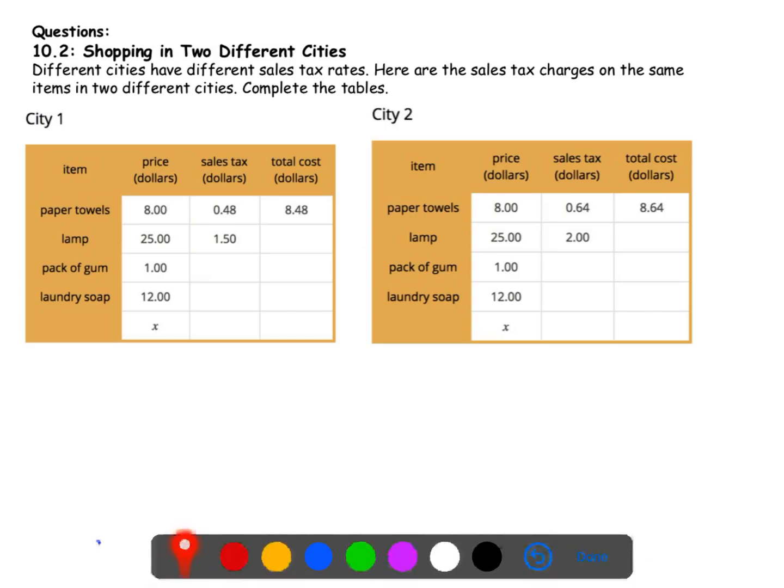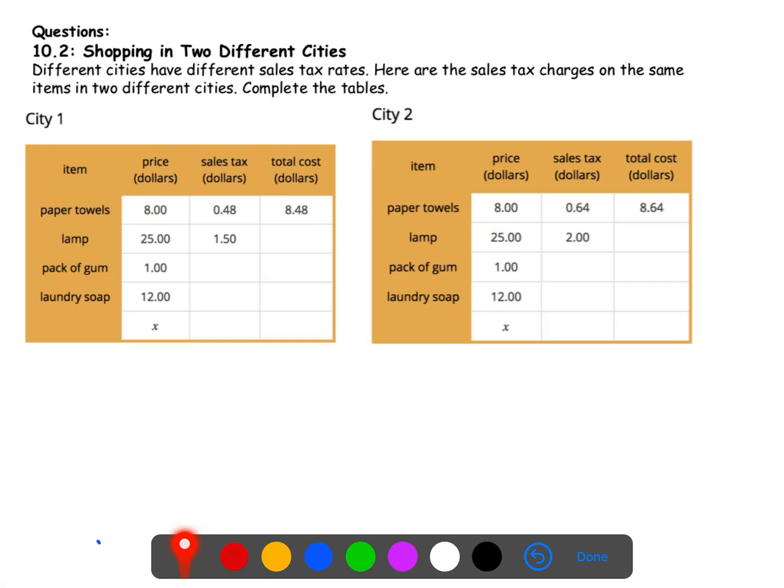If we look close, we have four different items and then an item with a variable representing the price. So it could be any item and any pricing for that. We're going to have a column here for the sales tax. These are both in dollars. Now, sales tax is that extra percentage that you pay on top of something that you're buying.